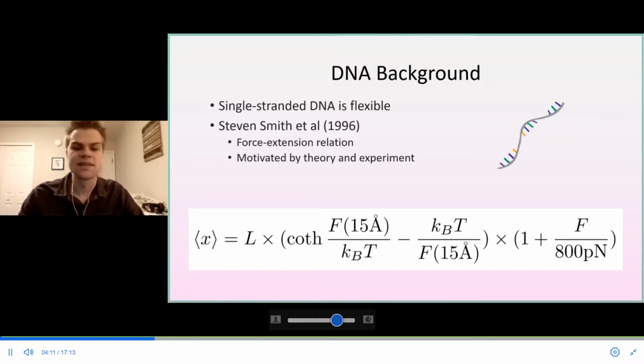It is a statistical process, so sometimes it'll be shorter and sometimes it'll be longer, but this is the average. L is the contour length of the DNA. F is the force that you apply. Kb is the Boltzmann constant, and T is the temperature of the surrounding area.